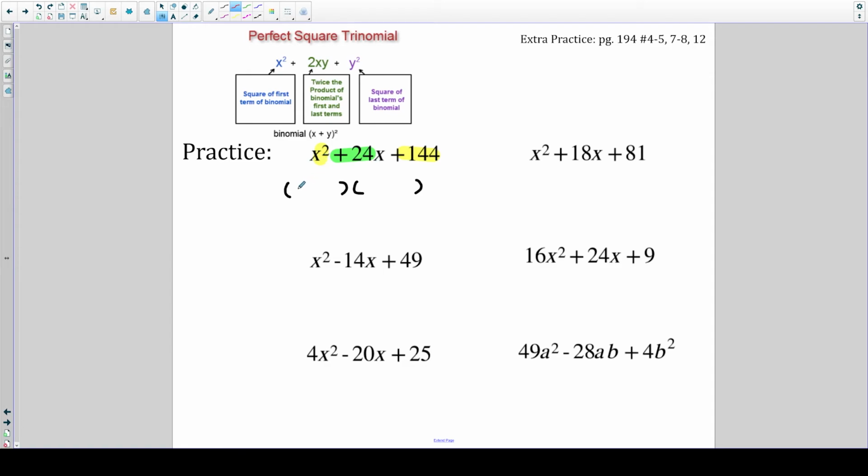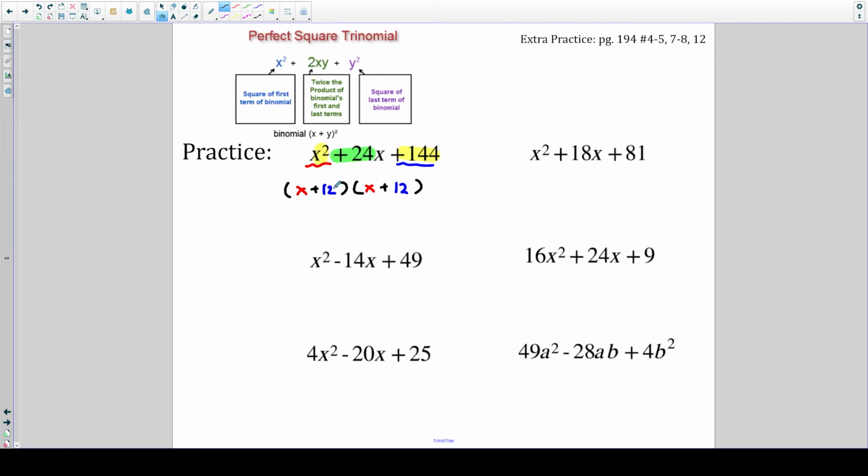We know that the square root of x squared is x, so I'm going to go ahead and pop an x into our first term of each factor. We'll take a look at the 144, and we know that the square root of 144 is 12, so I'll pop a 12 in as our second term in each factor. And then in order to figure out if this is going to be a plus or a minus in both of these, we simply look at the coefficient. Since this is a positive 24, we know that we are going to put a plus for both of these.